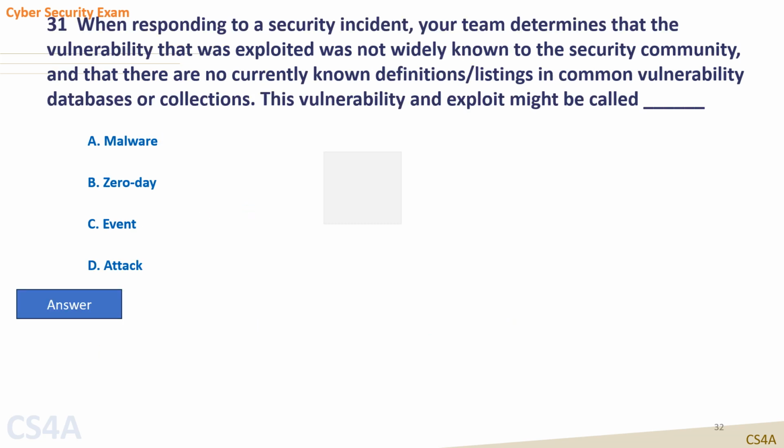So here the question is, when responding to a cyber security incident, your team determines that the vulnerability that was exploited was not widely known to the security community, and there is no currently known listing in the common vulnerability database. This vulnerability and exploit might be called dash. Okay, here the keyword is unknown vulnerability. So the answer malware is not the correct one. Zero day is the correct definition of the statement. So the answer is B. Event and attack is not related. So the answer is B.